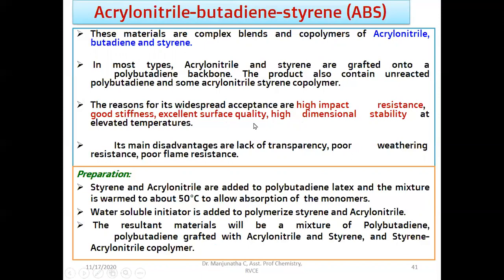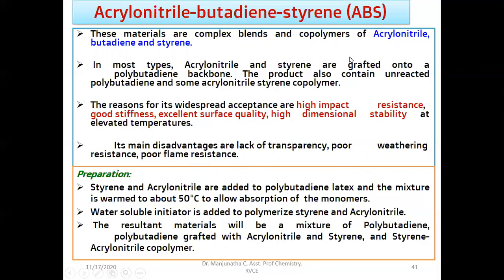This polymer has very high impact resistance, good stiffness, excellent surface quality, and high dimensional stability at elevated temperatures. One of the drawbacks of this ABS polymer is its lack of transparency, poor weathering resistance, and poor flame resistance. So let us look at the preparation of this ABS.